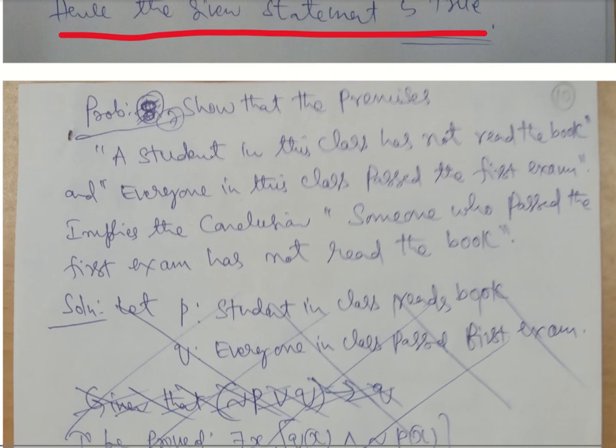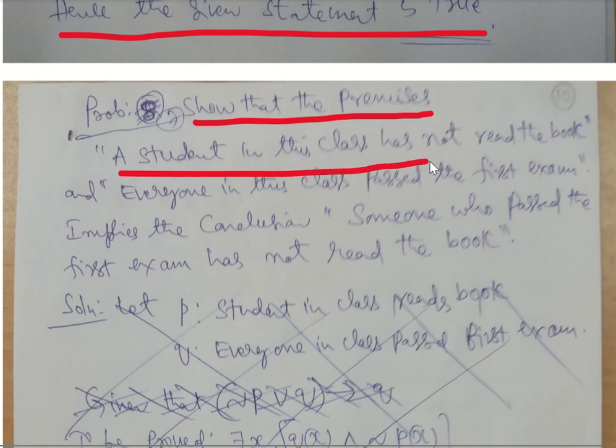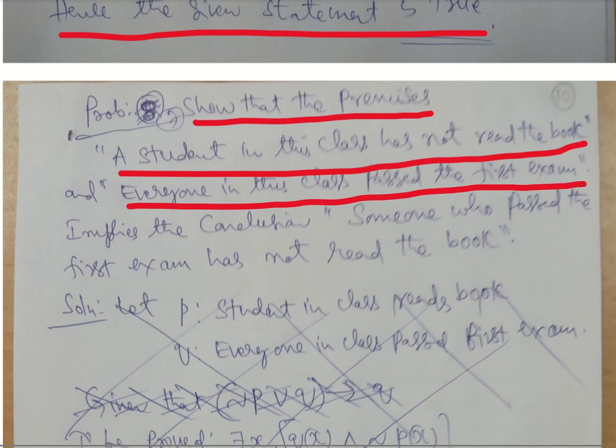Okay, next one. Show that the premises. This is just asked, I am just sharing for your understanding. So a problem of this nature is also possible to be asked in the examination. A student in this class has not read the book. That is the statement actually. A student in this class has not read the book. Next, everyone in this class passed the first exam.